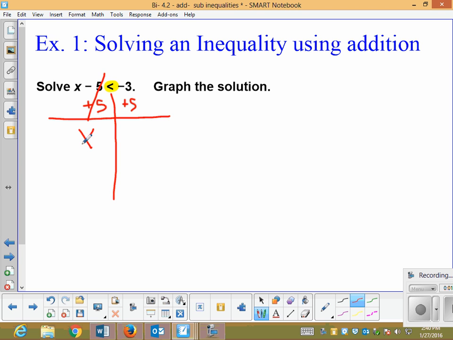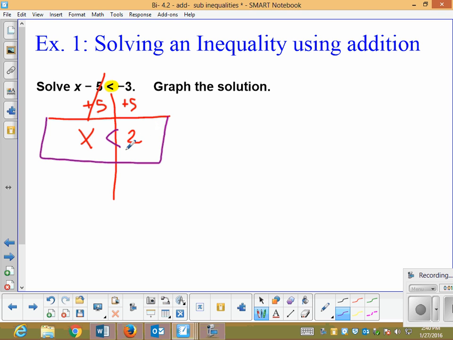So x is, and we'll leave this blank for now. What's negative 3 plus 5? Negative 3 plus 5 is 2, because the signs are different, so I'm going to subtract and carry the sign of the larger number. Now, normally we put an equal sign here, but because we're solving an inequality today, we're going to just drop down the sign that it has, which is the less than. And that completes your answer. So this would be your answer: x is less than 2.